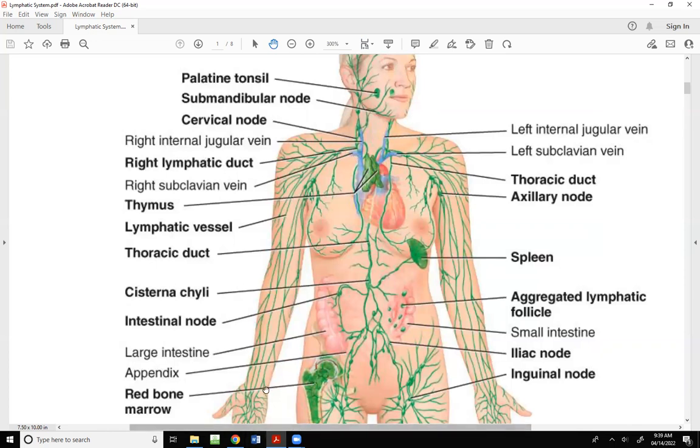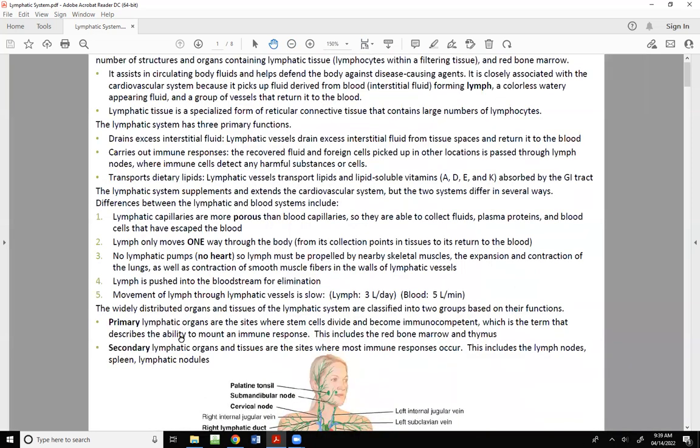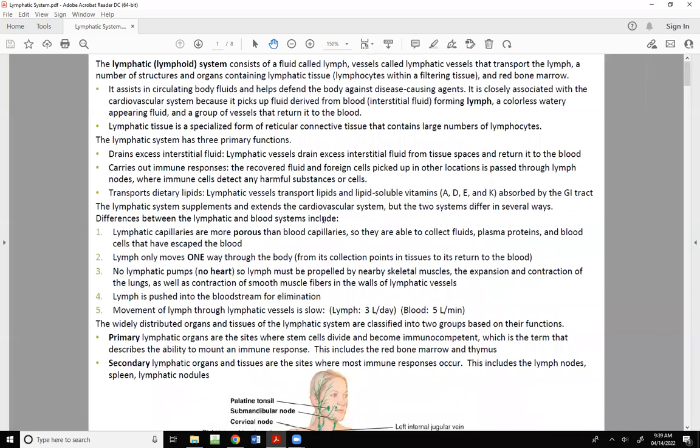Now, while that's taking place, there are lymph nodes found periodically throughout the body. You can see some of them are labeled here, which are the biological filters. Essentially, the lymph goes through and the fluid is filtered, okay? I'm kind of getting ahead of myself, but that's one of the 3 functions that I'll talk about, okay? As far as lymphatic tissue goes, it's a specialized form of reticular connective tissue containing large numbers of lymphocytes.